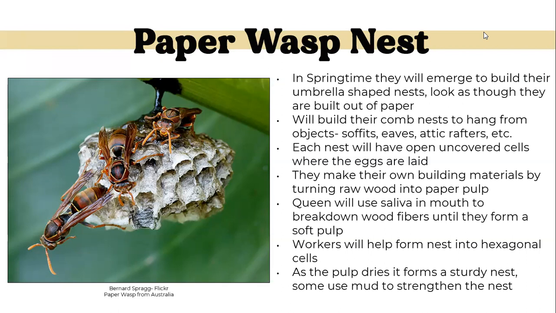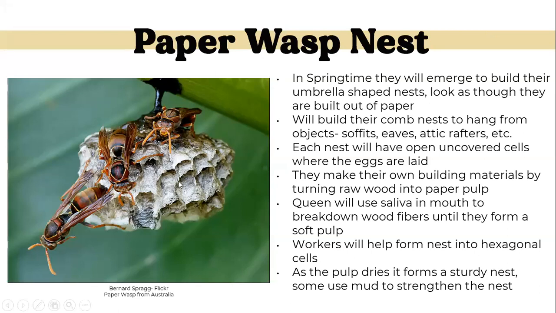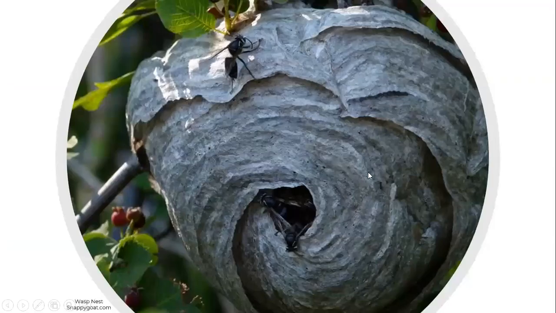Some species, I couldn't find exactly which ones, will use mud as a little bit more of a strengthener to make those nests, but not all species do that. And then here are some different ones. This one has, like we talked about, those hexagonal shapes. Not all of them look like that. There are ones that are more circular here. But again, you can see this paper-like form, and this is what it's going to look like. Different species make different shapes and locations of their nests.